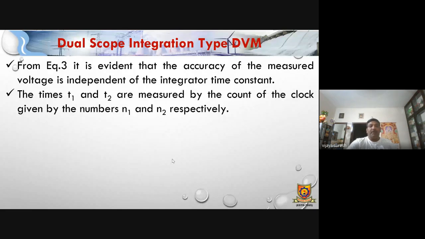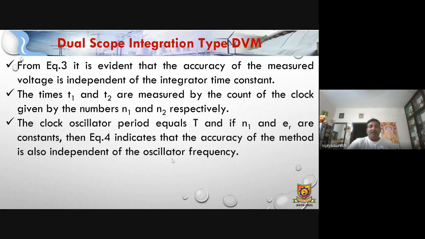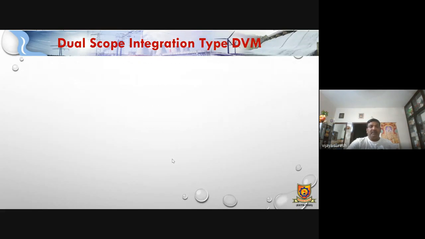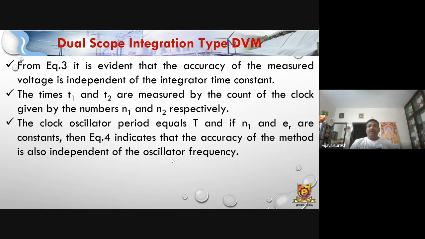So from the expression we are going to calculate averaging. The accuracy of the measured voltage is independent of the integrated time constant. Normally, the integrator time constant is nothing but RC. Okay, so if you are observing the voltage, EI is nothing but ER into N2 by N1, ER into N2 by N1.